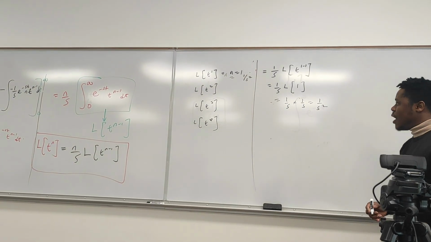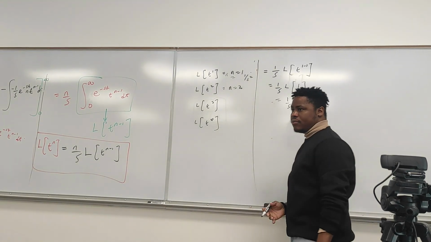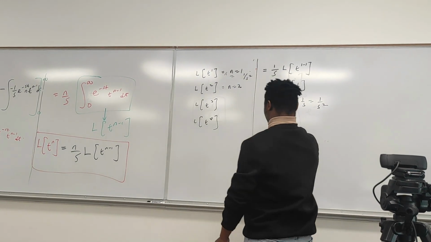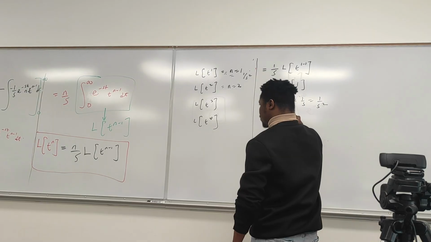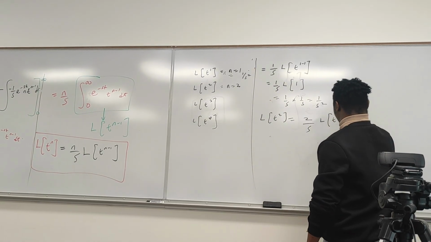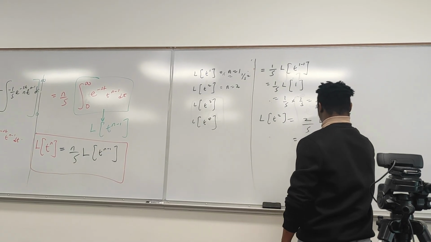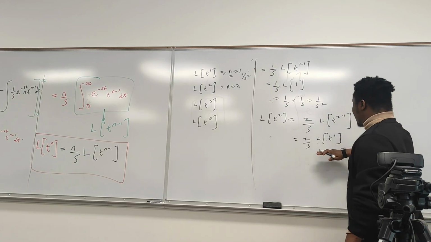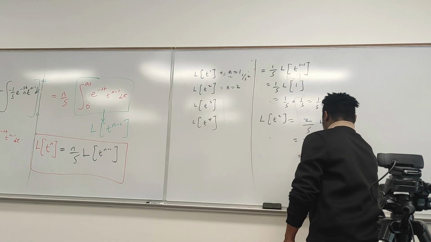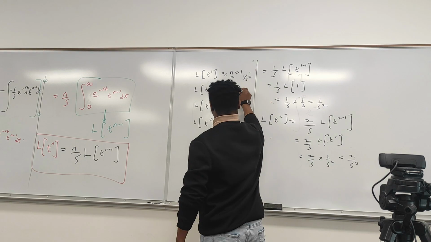Okay. Let's do Laplace of t raised to power 2 now. For t raised to power 2, n is 2. Putting it in this formula, Laplace of t raised to power 2 becomes 2 over s, Laplace of t raised to power 2 minus 1. So that becomes 2 over s, Laplace of t raised to power 1, and Laplace of t raised to power 1 is 1 over s squared. That is 2 over s times 1 over s squared, that's 2 over s cubed.